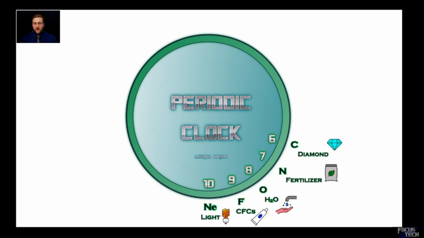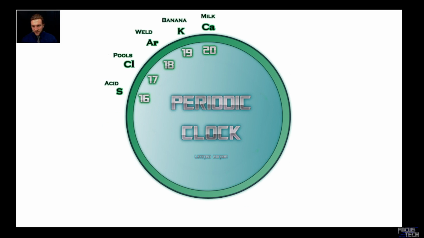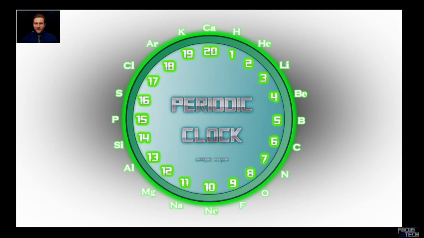Next one, so we had carbon, diamond, we had fertilizer, or ammonia, we had water, our toothpaste or CFCs, we had our light bulb. So really try and zone in on these and add them to your visual memory. Next one, so we had salt shaker, fireworks, aircraft, computer chip, match. Running through again, we had that pool of acid, looks very corrosive. We had the swimming pool, not corrosive, thankfully. We had that person welding. We had the banana for our potassium, and that glass of milk, which always goes down well. Well done. Periodic clock mastered.